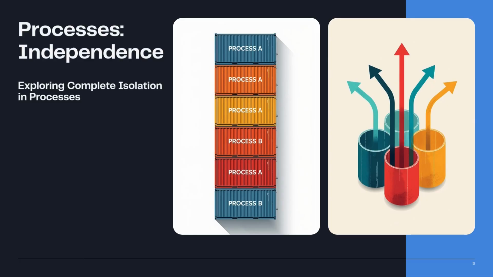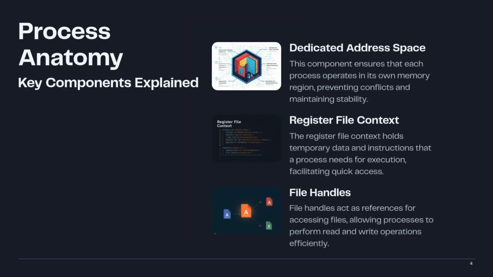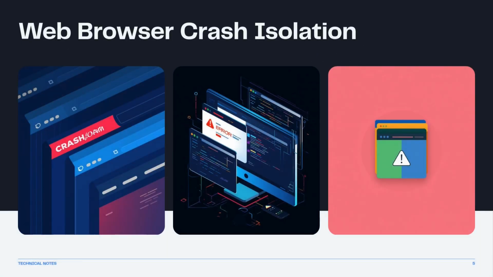Let's start with processes. When you opt for multiple processes, you're essentially spinning up entirely separate, ironclad execution environments. Think of them as distinct virtual machines, each completely isolated from the others. Each process comes with its own dedicated address space, its own set of register file contexts, and its own file handles. The operating system's memory management unit, or MMU, acts as a strict bouncer, enforcing these boundaries. One process simply cannot directly peek into another's memory without explicit, OS-mediated inter-process communication.